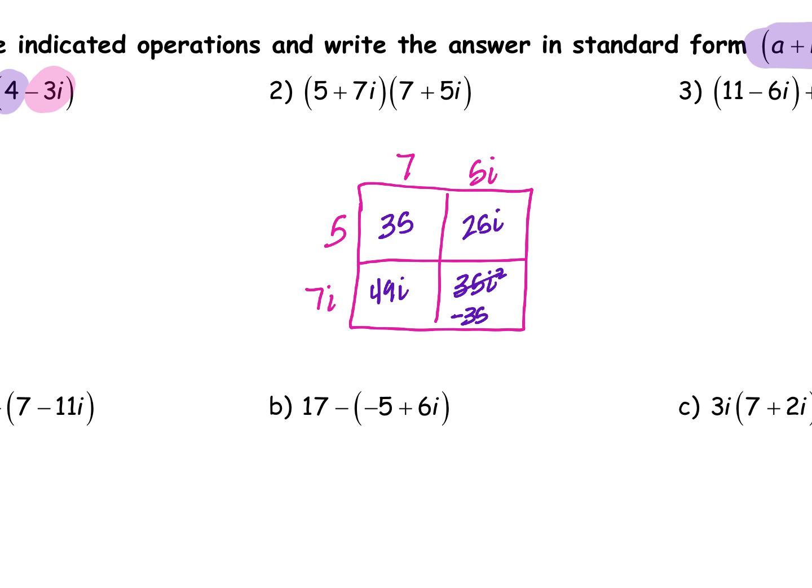So my answer is going to be 35 minus 35, that's 0. And 25 plus 49, that's 74i, I think. I did that in my head, so I don't know if that's right. I'm not a very good adder in my head. Okay.